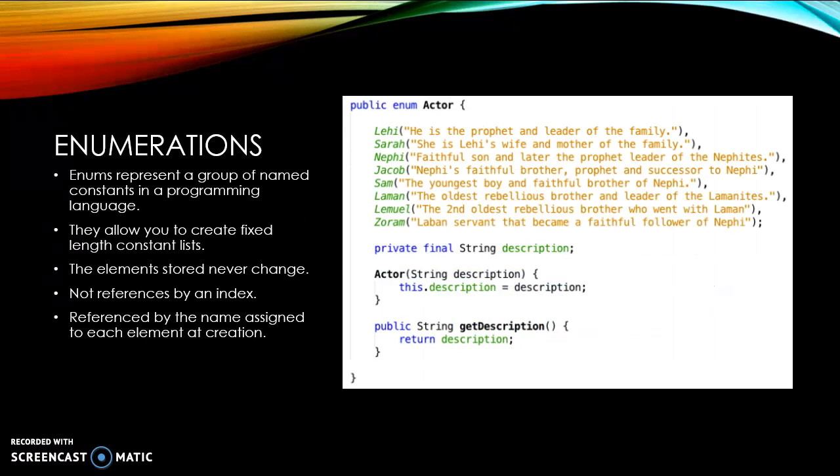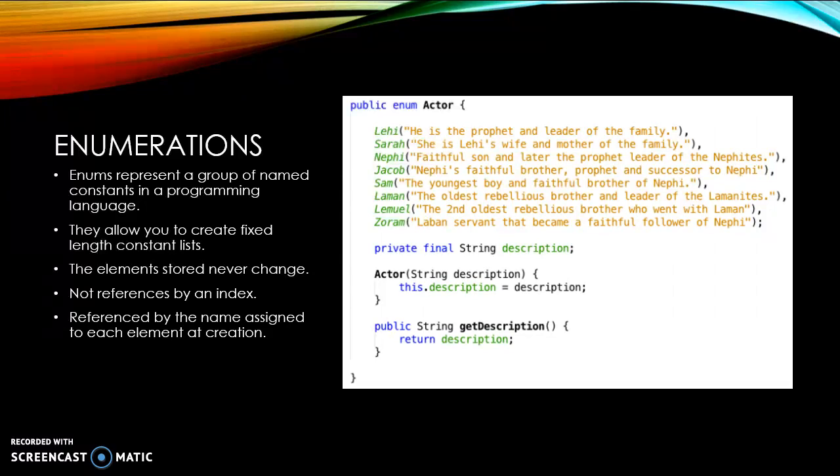Java supports a special type of class called an enum. Enums allow you to create fixed-length constant lists. An initial value or object must be assigned to every position in the list when creating an enum. Unlike an array, the elements stored in the list can never change.